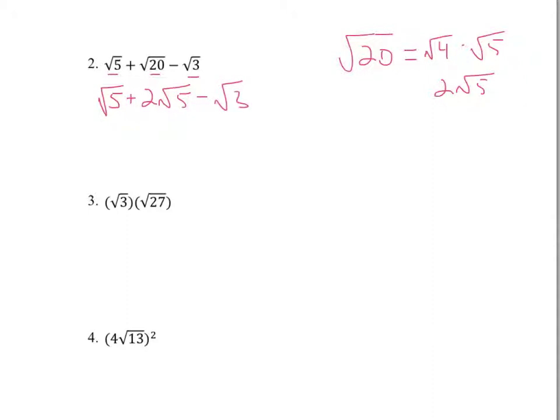Now you can combine those square root of 5s. You can add those up. Since there's no number in front of the square root of 5, we assume it's a 1. So 1 square root of 5 plus 2 square root of 5 is going to be 3 square root of 5. And the square root of 3 you can't do anything with. So that would be the final answer to that problem.